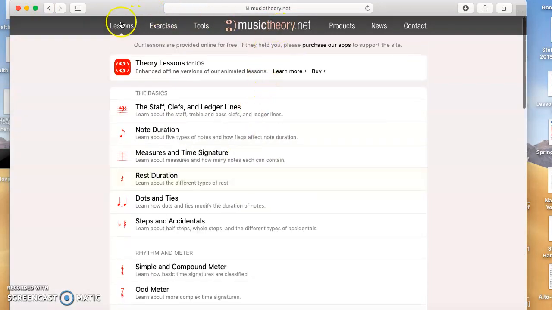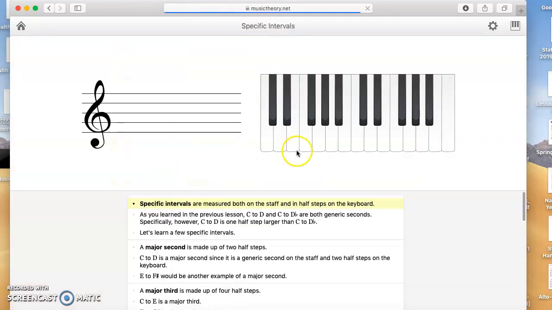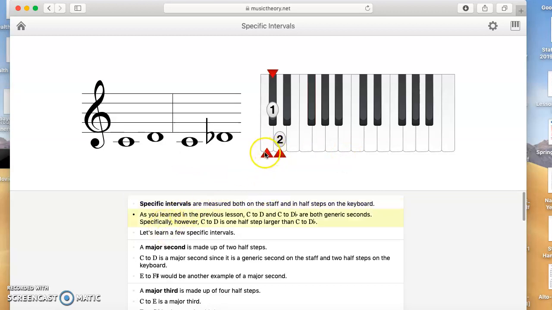At musictheory.net, I'm on the lessons, and the one I just did was generic intervals. Now I'm going to go to specific intervals. This is more complicated. Specific intervals are measured both on the staff and in half steps on the keyboard. As you learned in the previous session, C to D and C to D flat are both generic seconds. These are both seconds if you're only talking about generic intervals. But now we're going to go into specific intervals, okay?